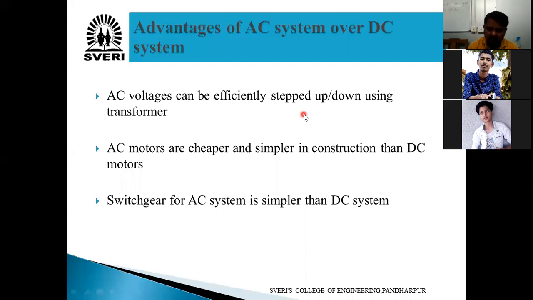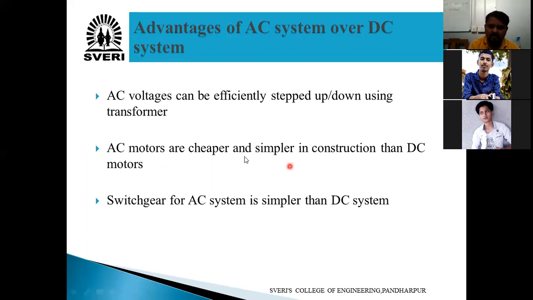If we want to use the DC supply, then we have to convert that AC to DC. Every house is connected with the AC supply only. For that reason, and because AC motors are cheaper than DC motors, AC motors are cheaper and simpler in construction. The construction of AC motors is very simple compared to DC motors. So this is another advantage of the AC system here.